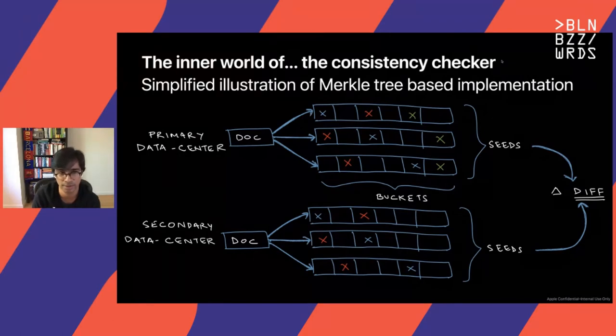Every document in a data center is then hashed using each of those seeds and then marked in each of those buckets. So you see one blue cross in each of those rows. That represents, say, doc one, or the bucket that doc one belonged to when it was hashed using seed one, seed two, and seed three. So you get this array based on your document, your seed, and your number of buckets. And you do the same exercise in your secondary data center, and you compare these two to figure out the difference or the missing data between both of these.